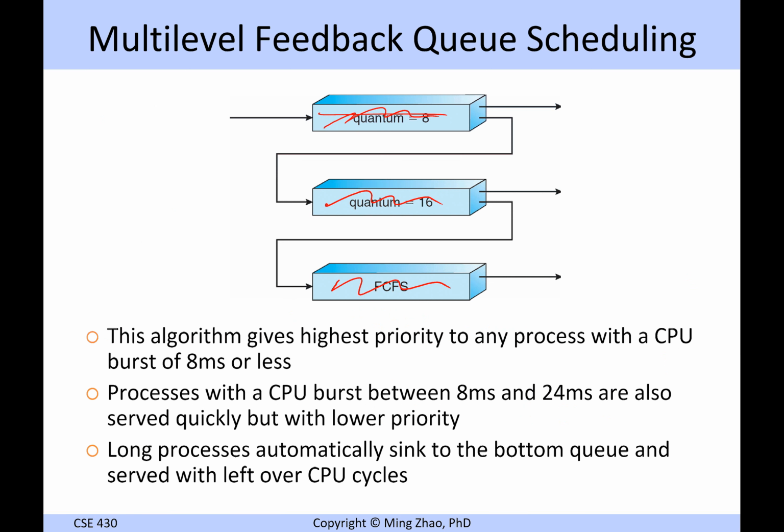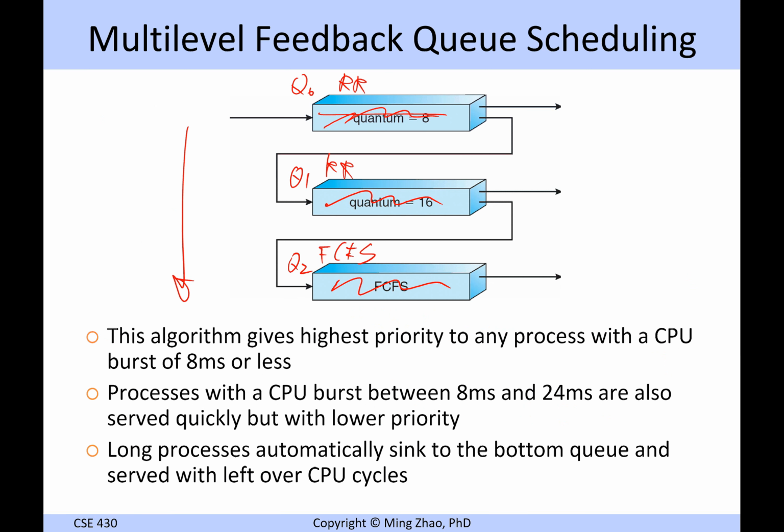Across the queues, within each queue, we already know how to do scheduling. In this example, let me write them down: this is Q0, this is Q1, and this is Q2. Q0 and Q1 use round robin, and Q2 uses first come first serve.